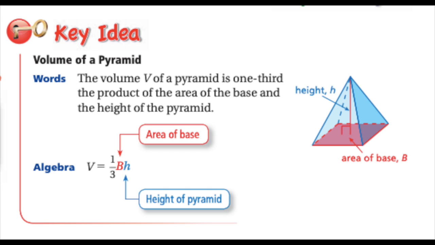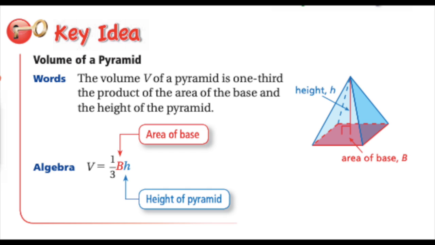So if you look at this, we are looking at volume of pyramids, and so we're looking at the space that is within a pyramid. If we look at the algebra, the formula behind this, we have volume is equal to 1/3 times the area of the base. Just like in the last section, we're talking about the area of the base, not the length of the base, but the area of the base times the height of the actual pyramid.